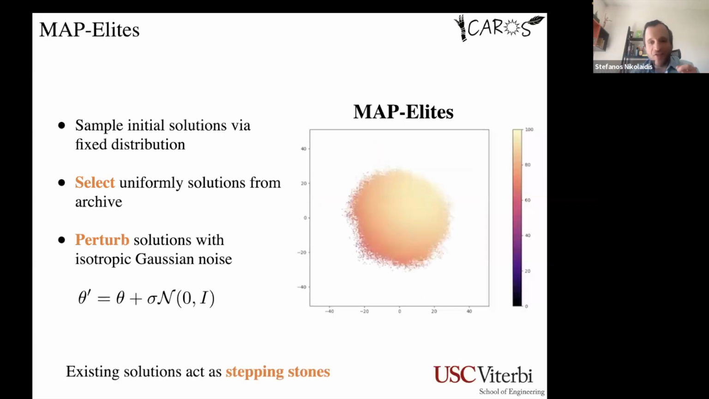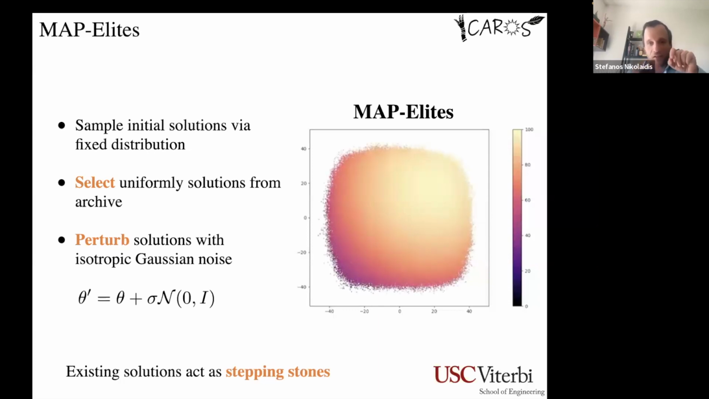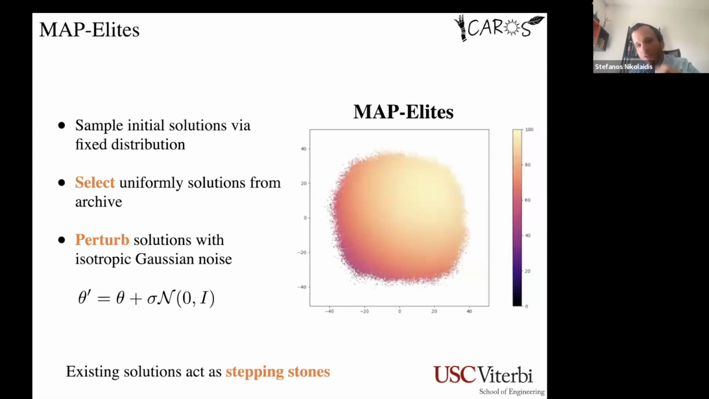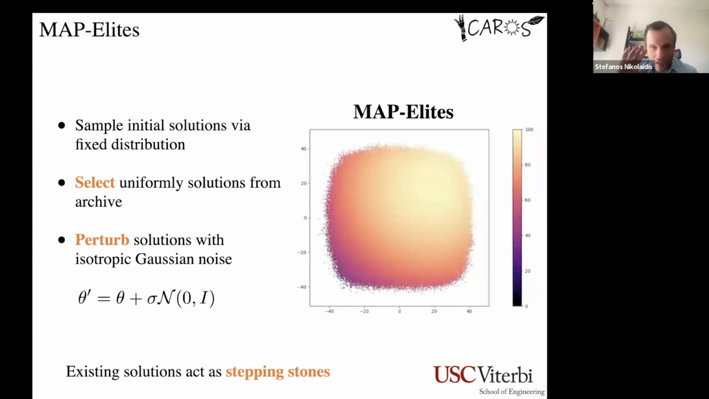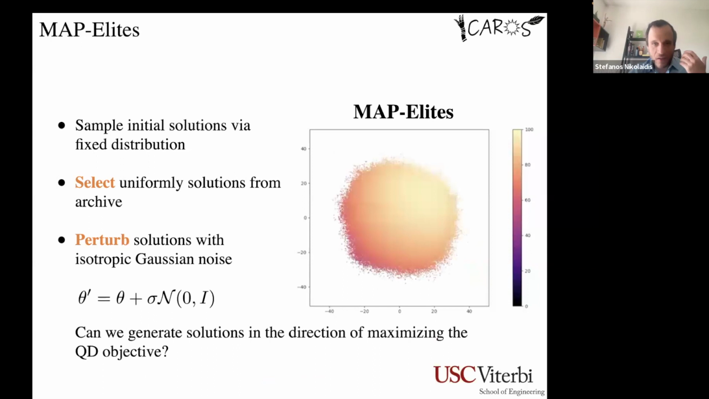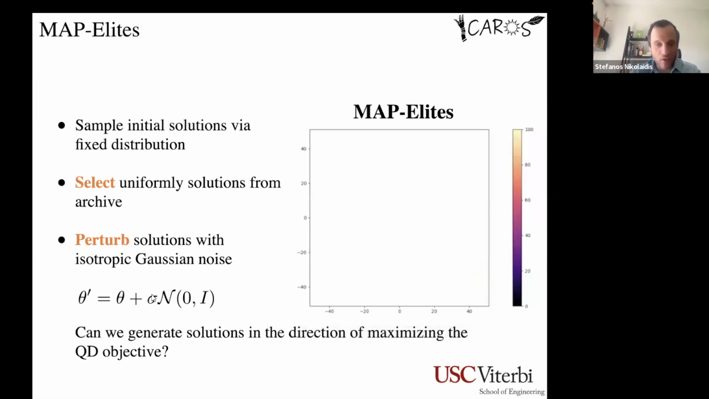And the key idea here is that existing solutions can act as stepping stones. If you have a high-performing solution in some part of the archive, then if you perturb it, you're likely to generate a new high-performing solution in some other part of the archive. So that's the state-of-the-art algorithm, MAP-Elites. But one thing that MAP-Elites does is it doesn't have any bias, and it generates solutions with some perturbation.